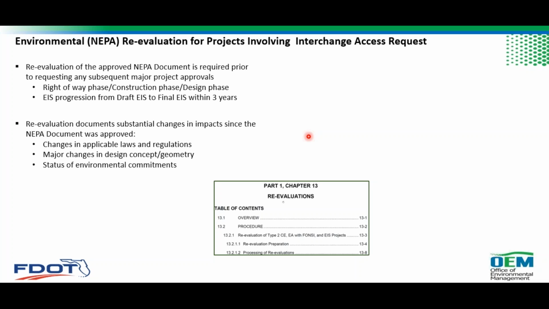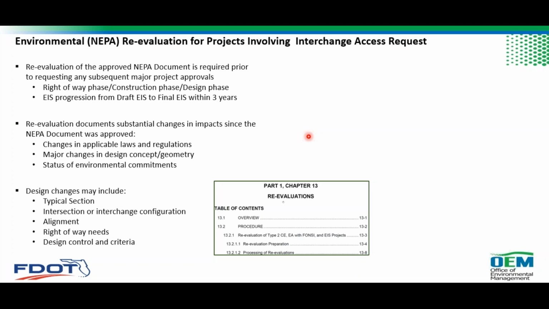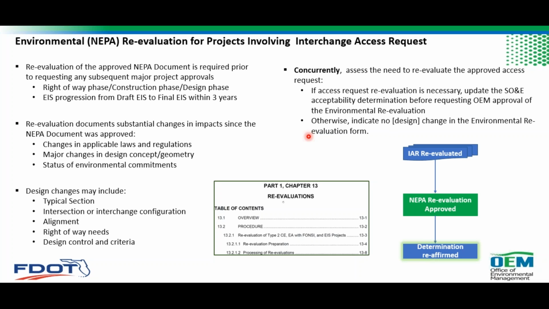But if you have to shift alignment, you have to change typical section, and things related to that, you have to move the pond site, you have to change the ramp, all those major design changes will need to be documented in the environmental evaluation. And also we have to document status of environmental commitments. Design changes may be brought by typical section changes, changes in intersection or interchange configuration, alignment changes, right-of-way needs, design control, or criteria. So all those we are documenting.